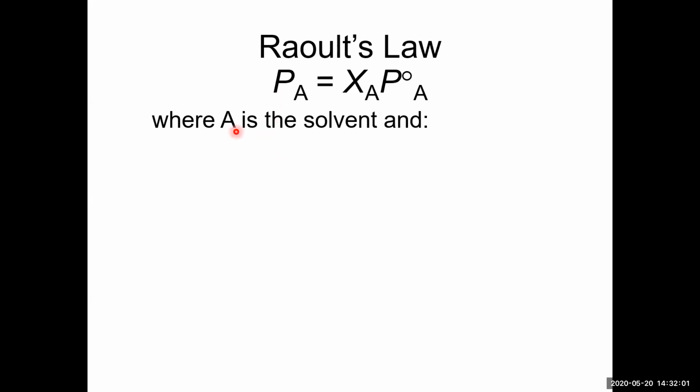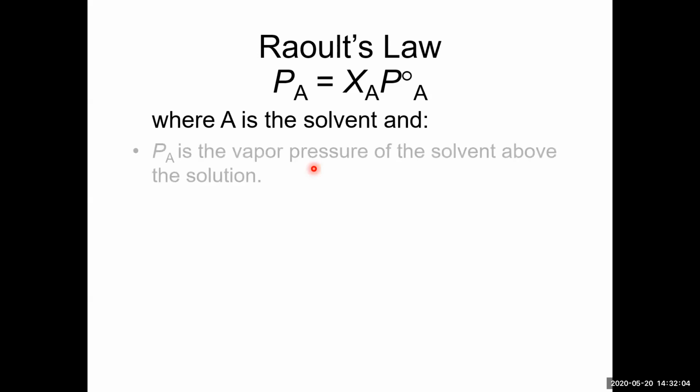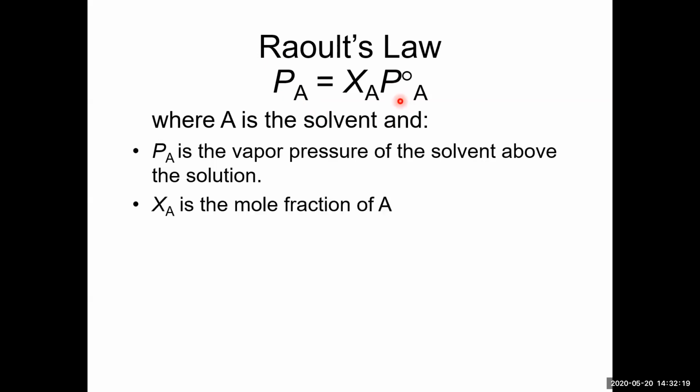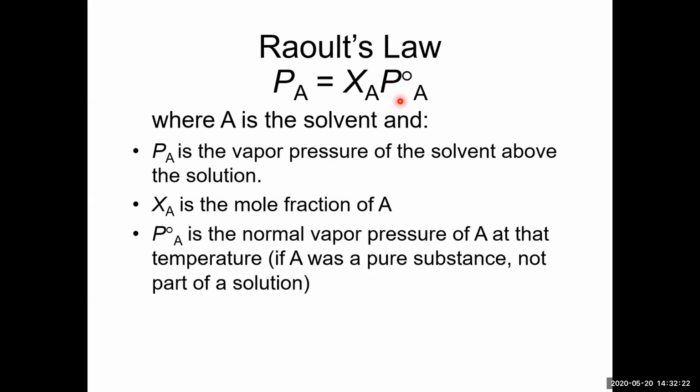So what it tells us is that A is the solvent in this equation, and P_A is the vapor pressure of the solvent above the solution. So this is the new vapor pressure after you've put something into the solution. P naught here is the original vapor pressure, and X_A is the mole fraction. P naught was the vapor pressure of your solvent all by itself. So let's say we're talking about a sugar water solution. This would be the vapor pressure of just water. And this is the mole fraction of the water, okay? So not the mole fraction of the sugar, but the mole fraction of water. So A is all the solvent.